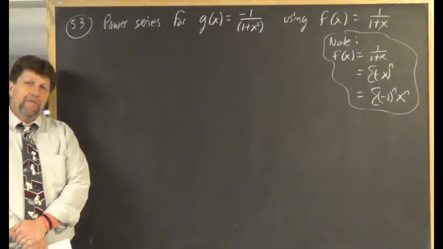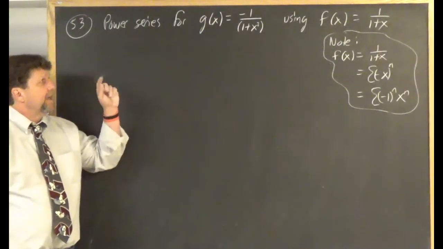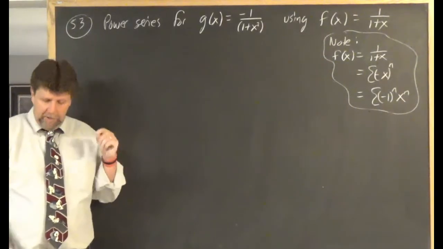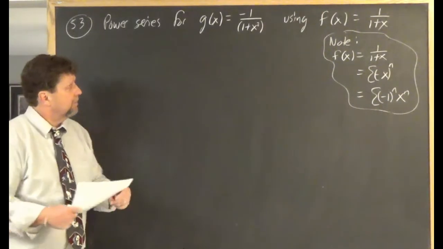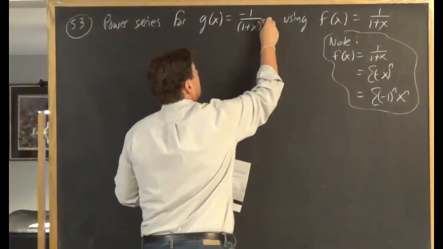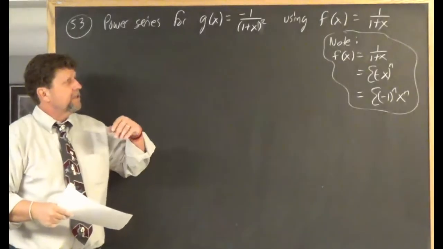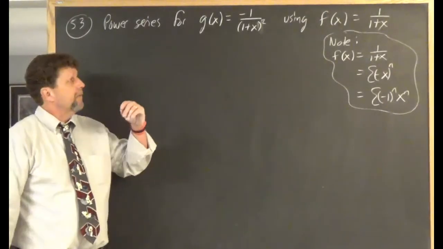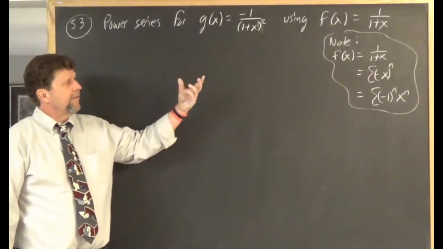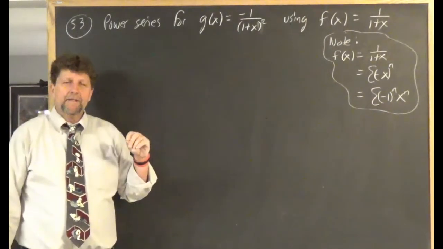All right, folks, in number 53, you're asked to find a power series for g of x equals negative 1 over 1 plus x, the quantity squared, and it's centered at 0. And the book said you're supposed to be using the function f of x equals 1 over 1 plus x.